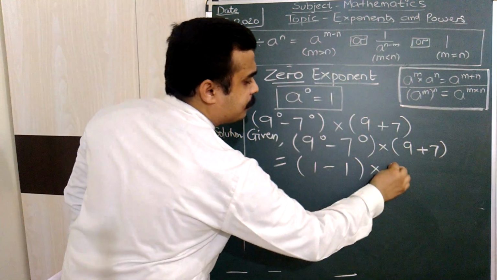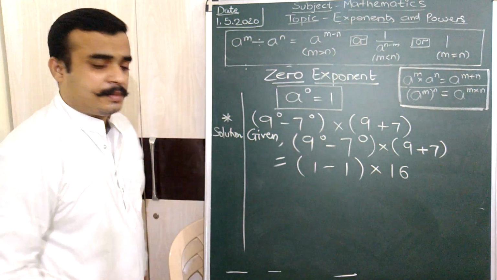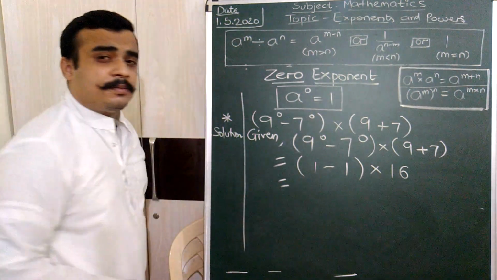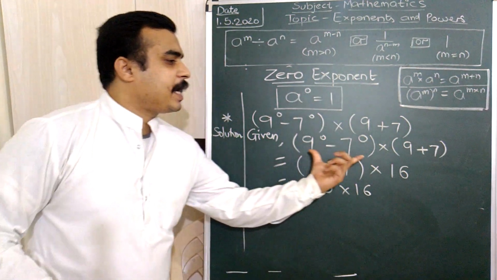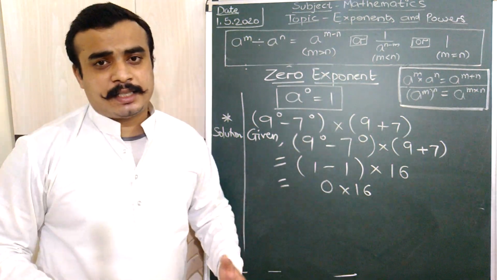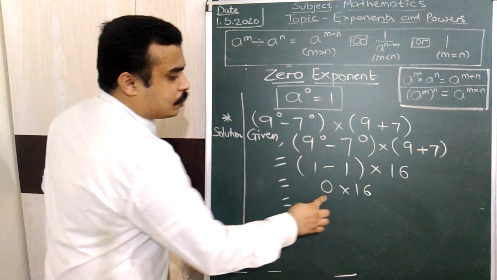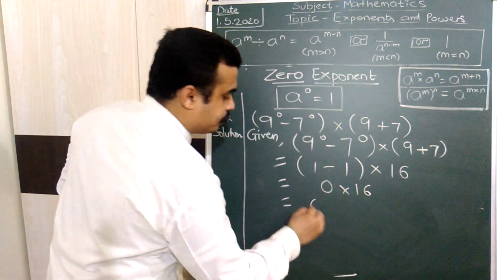So 9 plus 7, 16. So 1 minus 1, 0. 0 into 16. Actually here the brackets are given. That's why we are solving the brackets first. So 0 into 16, 0.